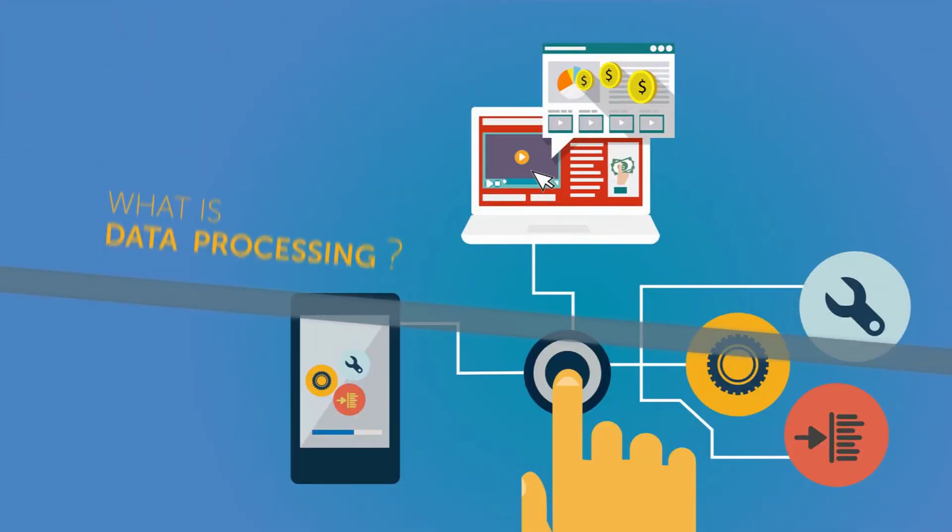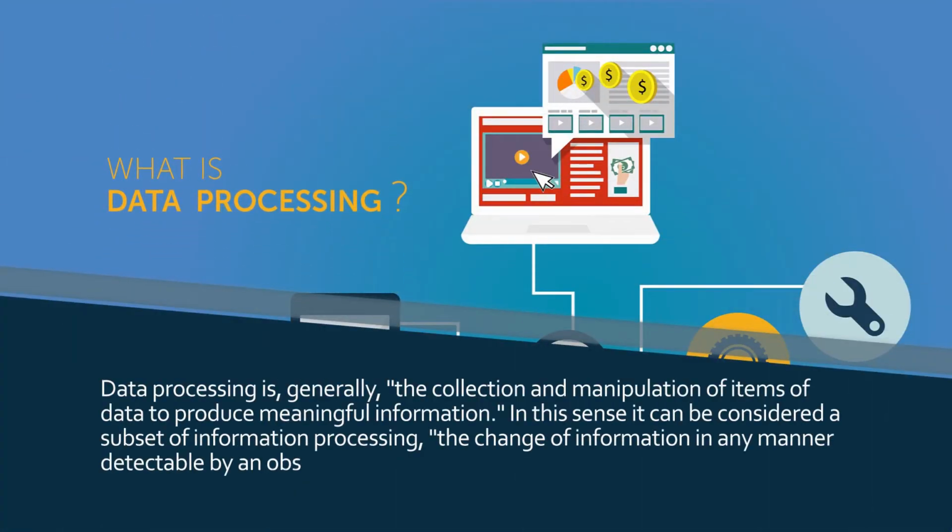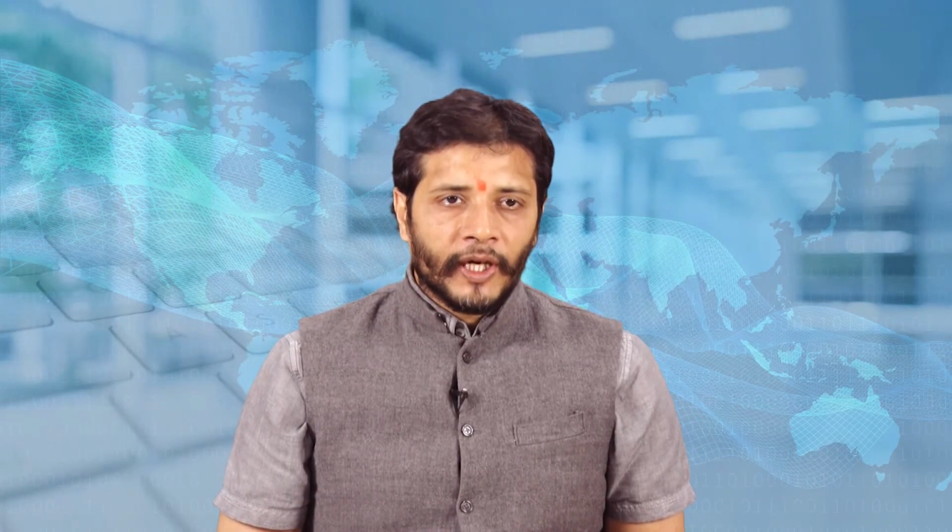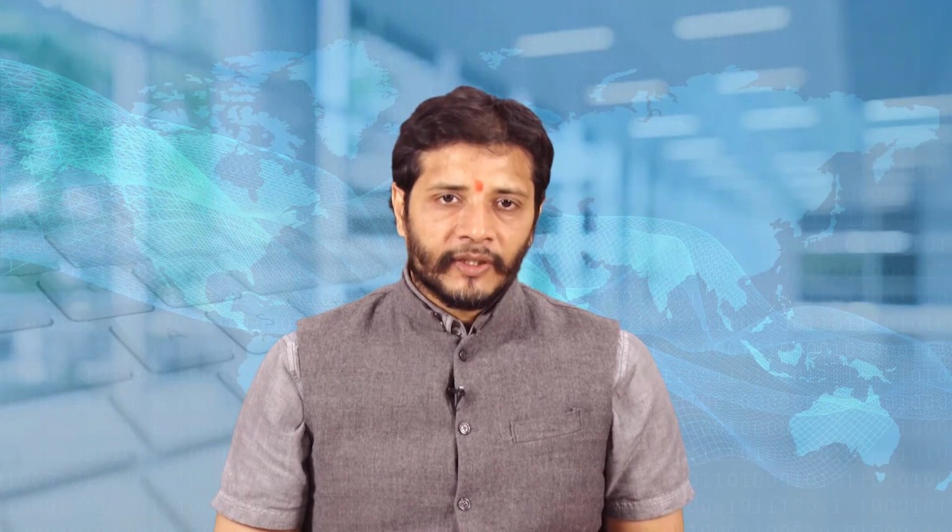Now we have seen how we have bifurcated the data. Data processing is generally the collection and manipulation of items of data to produce meaningful information. The intention is very clear: whatever the data is, we are going to make it meaningful, we are going to use it for a particular purpose, or we are going to customize that data. So for customization, for a particular purpose or tailor-made use, data processing is a very important aspect, and in this sense it can be considered a subset of information processing.